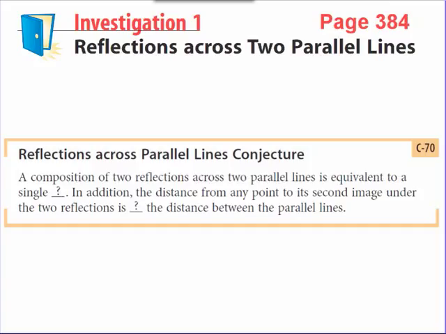Let's go ahead and look at this. It says a composition of two reflections across two parallel lines is equivalent to a single what? Translation. A single translation. Now let's look at the next thing. In addition, the distance from any point to its second image under two reflections is twice the distance between the parallel lines. And that should make sense, because we just kind of looked at that.